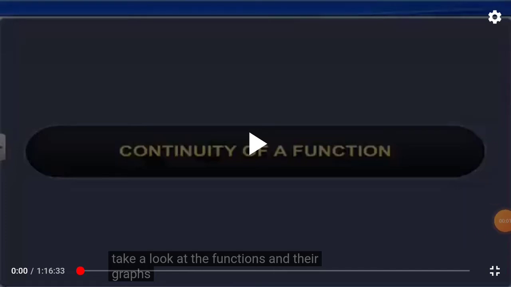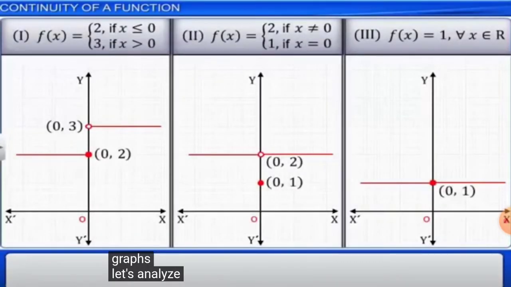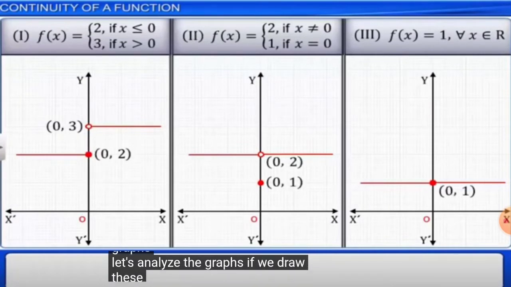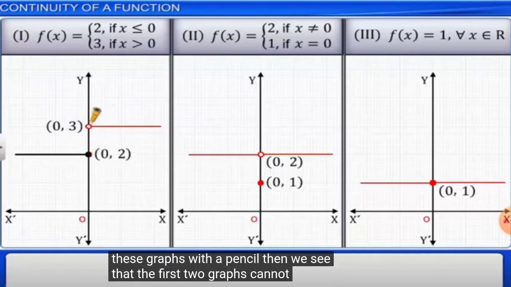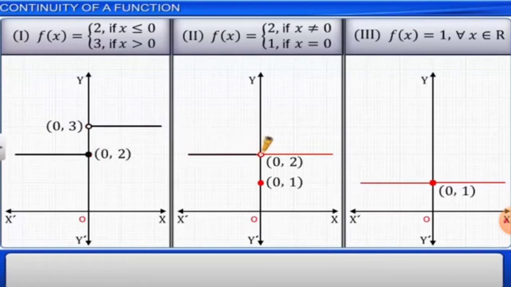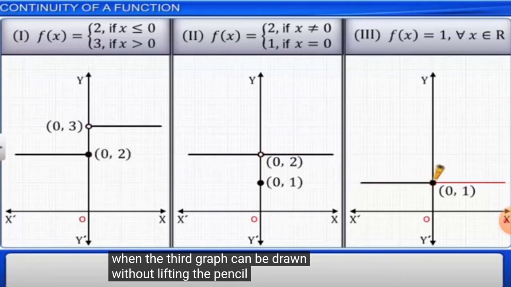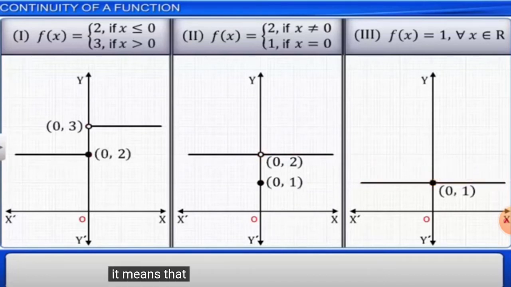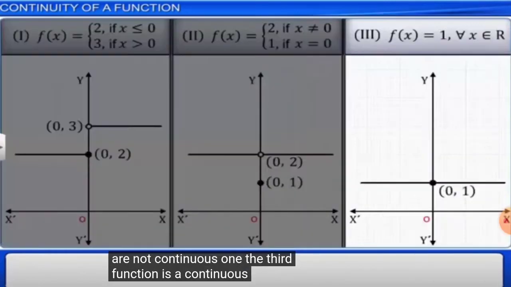Today we are going to discuss the continuity of a function. Take a look at the functions and their graphs. Let's analyze the graphs. If we draw these graphs with a pencil, then we see that the first two graphs cannot be drawn without lifting the pencil, while the third graph can be drawn without lifting the pencil. It means that the first two functions are not continuous, while the third function is a continuous function.